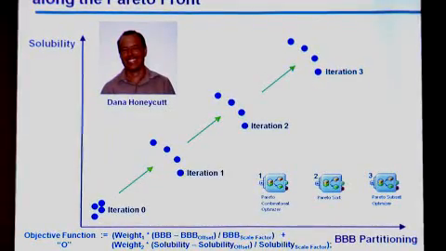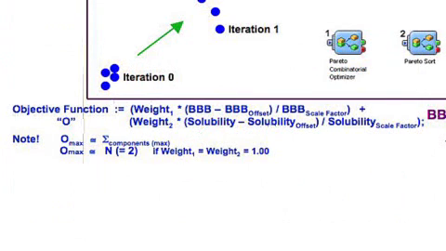Now, one of the ways I had to get this to work within Pipeline Pilot is as follows. I decided to create an objective function that is simply a weighted linear combination of a term involving the calculated blood-brain barrier partitioning and a term involving solubility. Now, this function has a couple of interesting and useful properties. Number one, because it's been weighted appropriately, what I'm trying to do is balance the components of the blood-brain barrier with the solubility so that they more or less have an equal weight.